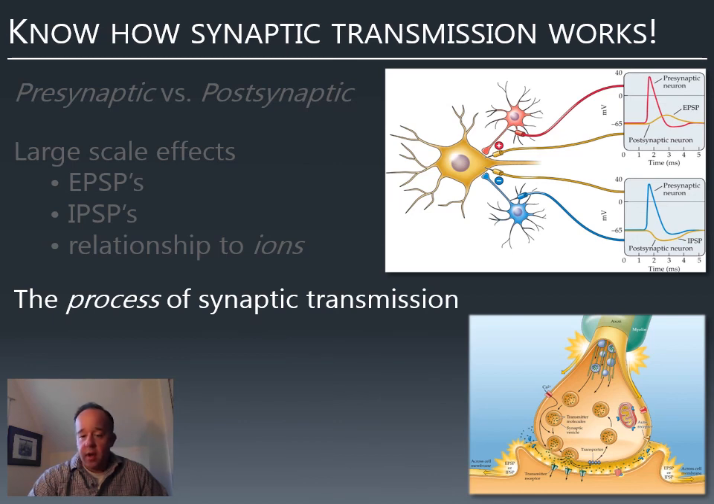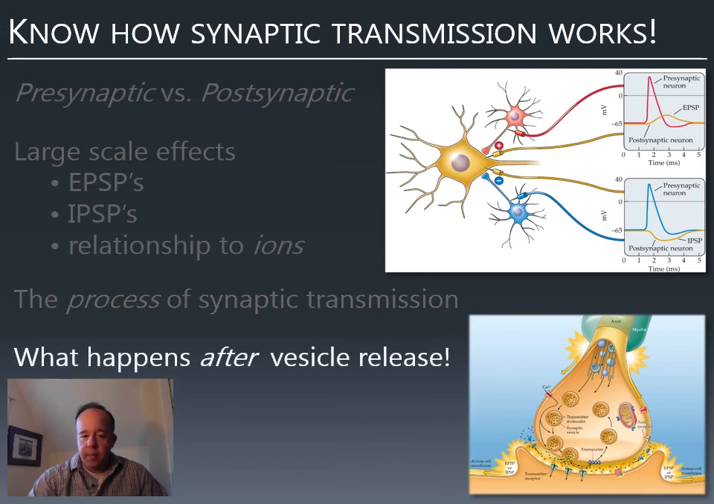On the presynaptic side, we have an action potential coming into the axon terminal. We have calcium channels that are voltage gated that sense that action potential, open up, and let in calcium. Calcium makes those synaptic vesicles, which are full of neurotransmitter, bind to that presynaptic membrane and release their contents, releasing neurotransmitter into the cleft. That neurotransmitter can then diffuse across the cleft and bind to receptors on the postsynaptic side. So that's part of what happens after vesicle release.